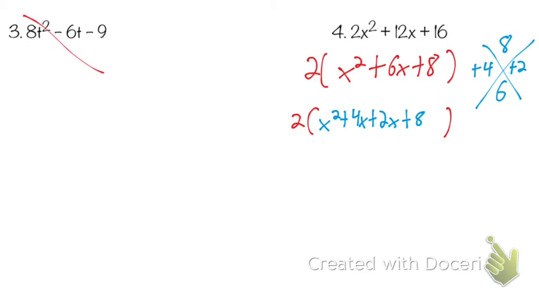So we group these again, first 2, last 2. We write that 2 out in front. And what is our GCF of x squared and 4x, Alice?